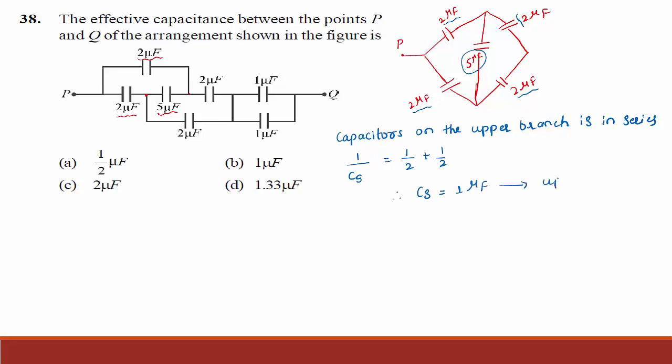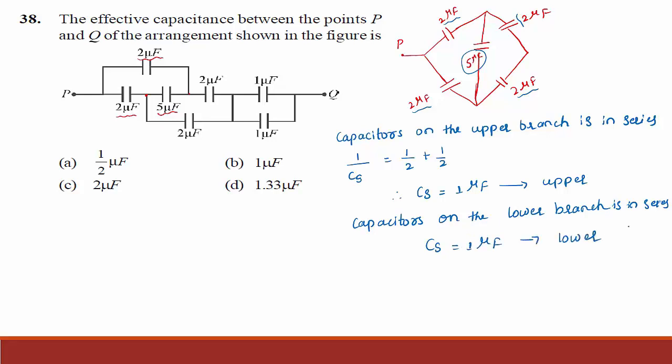This is for the upper branch. Similarly, the capacitors on the lower branch are also in series. They have 2 microfarad values, so directly we can write CS equal to 1 microfarad. This is for the lower branch. Now I can again redraw the same diagram. This is the terminal P. Here we got for the series combination 1 microfarad for the upper branch, and for the lower branch again 1 microfarad.